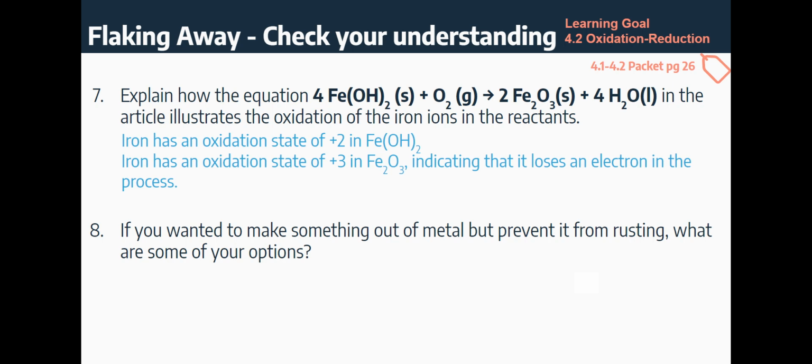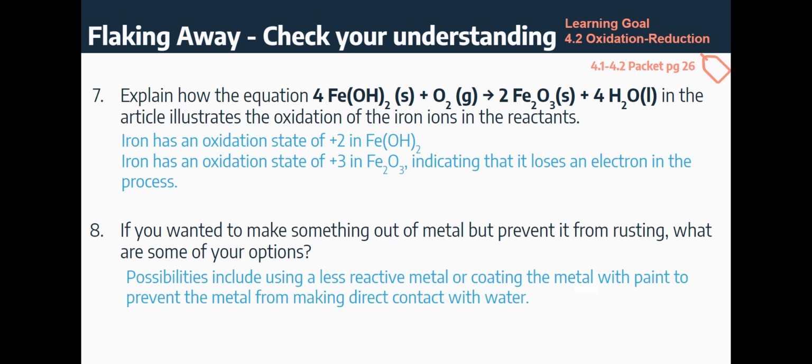Okay, if you wanted to make something out of metal but prevent it from rusting, what are some of your options? And again, this question came straight out of our article. Using a less reactive metal or coating the metal with paint to prevent it from making direct contact with water. Because again, we need water to facilitate that transfer of electrons and result in that formation of rust.